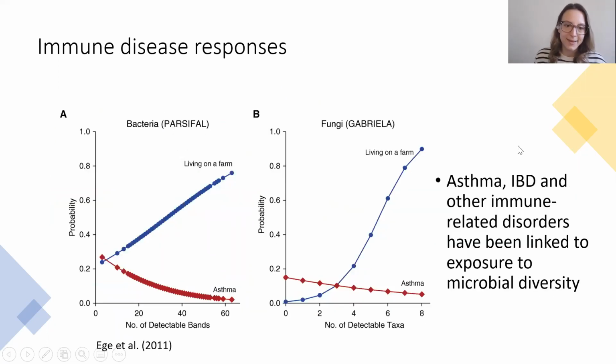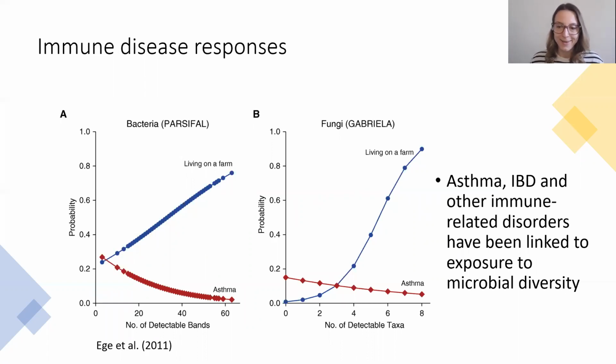So this is an interesting study that was done 10 years ago now. This was looking at the rates of childhood asthma in children who lived on farms compared to those who didn't live on farms. And they also took a look at how these different children, the ones that lived on farms and the ones that didn't, how they were exposed to bacteria or fungi differently.